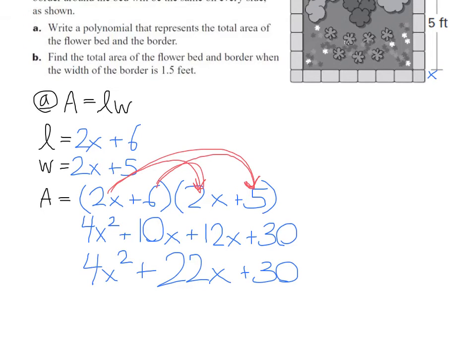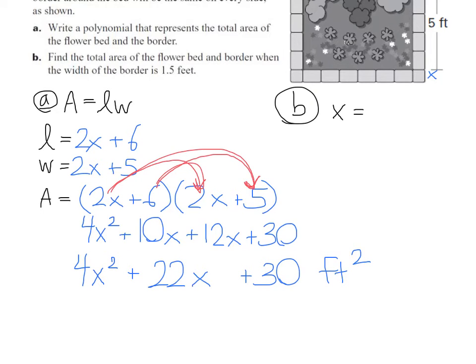So we have actually completed part A. We wrote a polynomial that represents the total area of the flower bed and the border. Well, almost. Don't forget, this is also in feet squared. So the area polynomial is 4x squared plus 22x plus 30 feet squared. And now for part B. Find the total area of the flower bed and border when the width of the border is 1.5 feet.